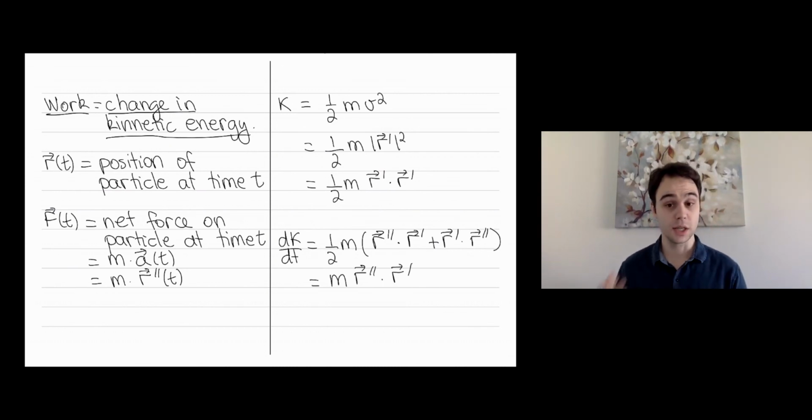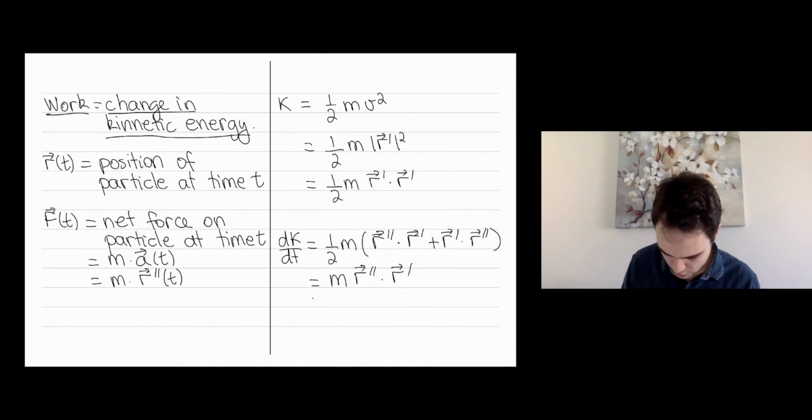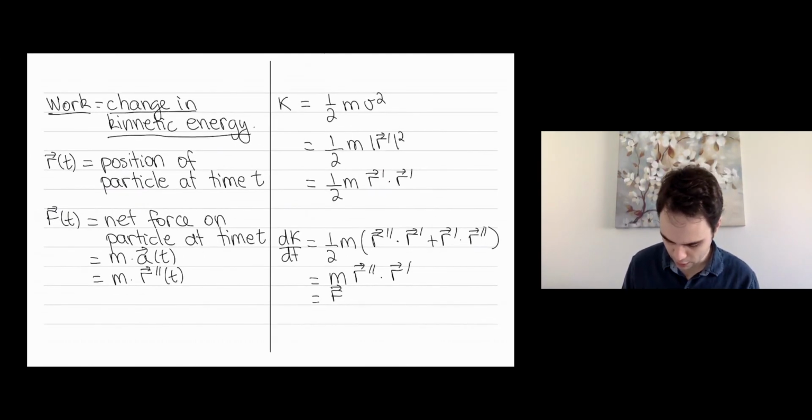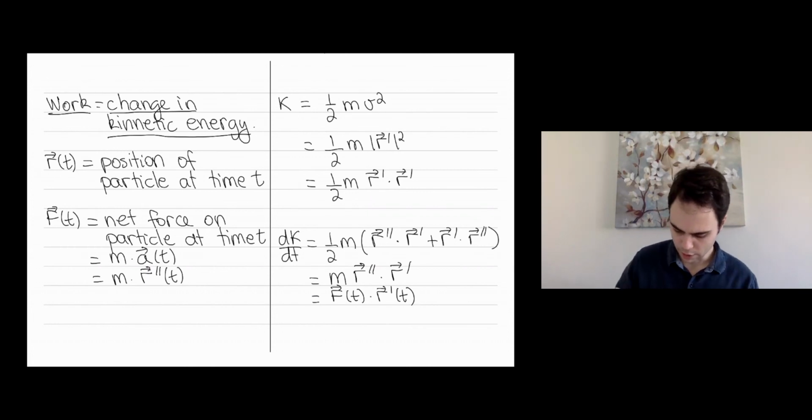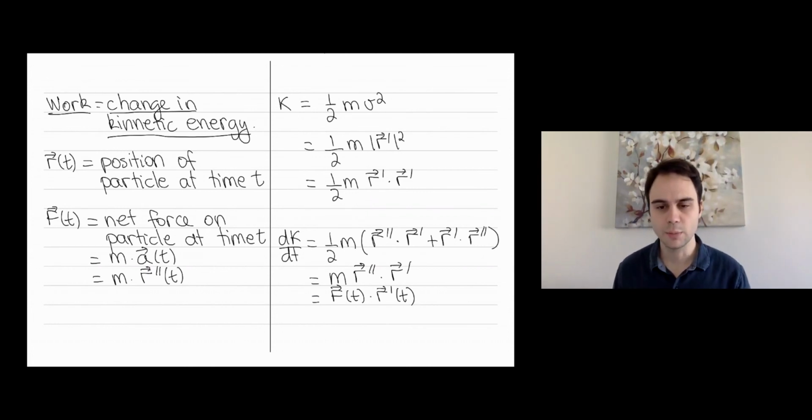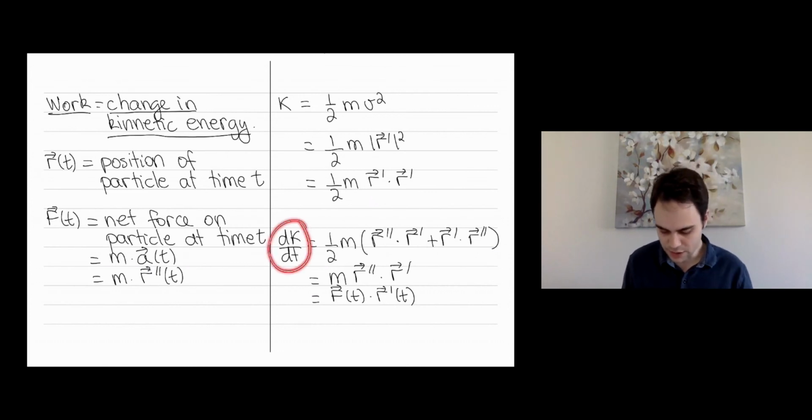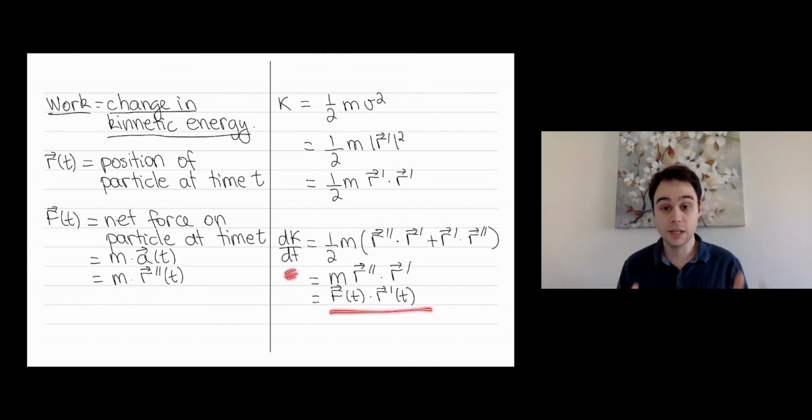So m times acceleration times the velocity, and mass times acceleration. Well, this is starting to look good for me. That's just the force acting on the particle at time t times the velocity of the particle at time t. Okay, here I put the t's back in. So this is saying that that's the infinitesimal rate of change of the kinetic energy.